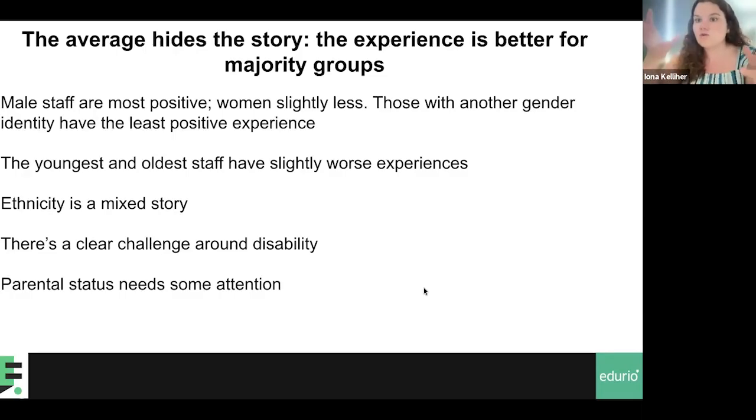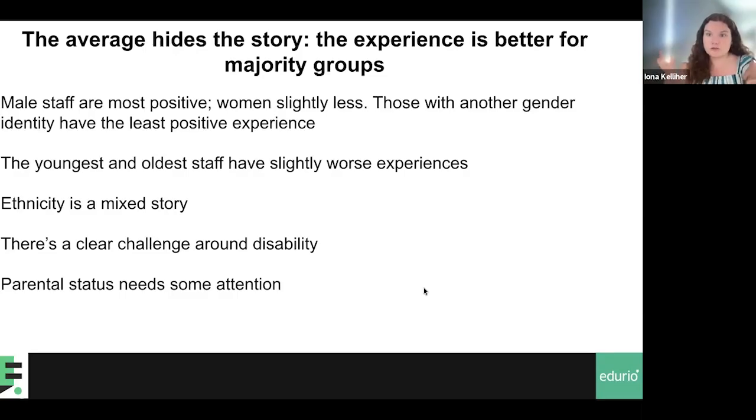So here we're looking across the whole staff experience, what it's like to be a staff member in an English school. And we see that on the whole, it's not the case in every single question for every single part of the experience, but on the whole, male staff are slightly more positive than women. In some cases, a bit more, some cases a bit less. When we look at those with another gender identity, the experience is the least positive for most of the questions that we ask, and the gap is big.